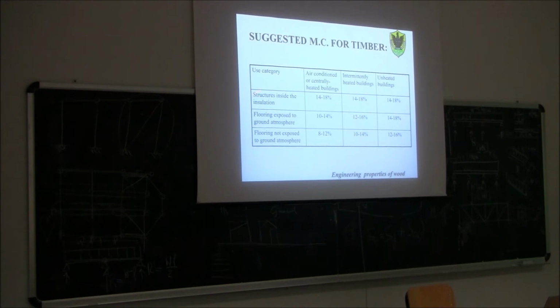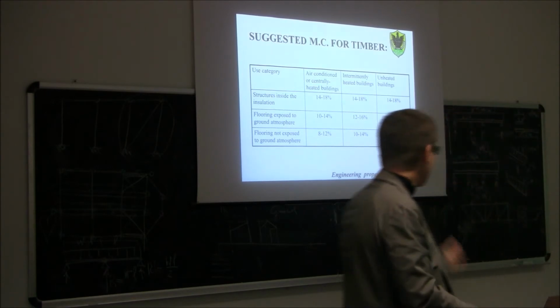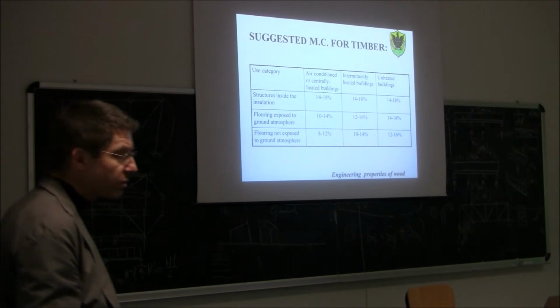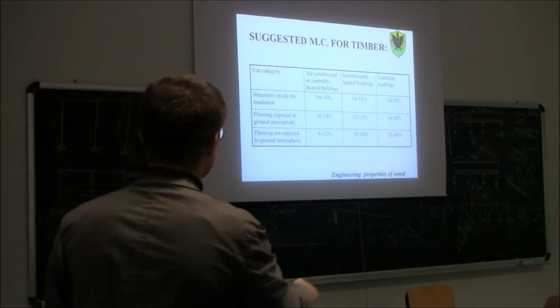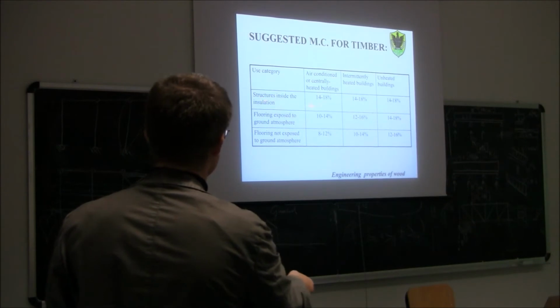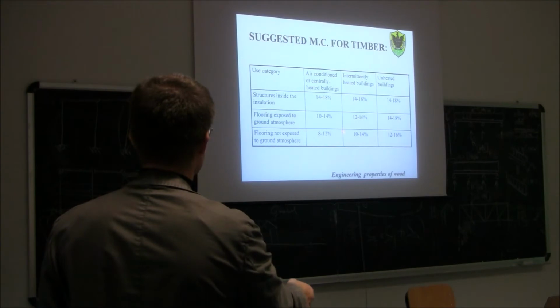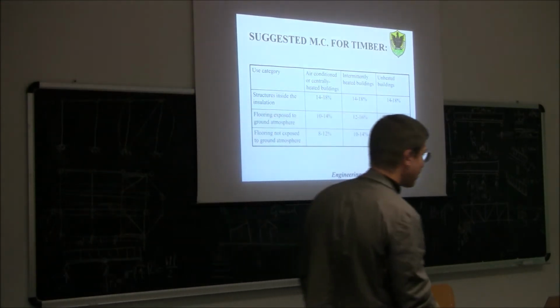You see here, when we design a structure, we need to define the final value of the equilibrium moisture content in these kinds of conditions. This table helps the designer choose the right value of final target equilibrium moisture content. So you see, for example, structure inside with insulation between 14 and 18%, floor not exposed to ground atmosphere 8 to 12%. You take an average value of this range.